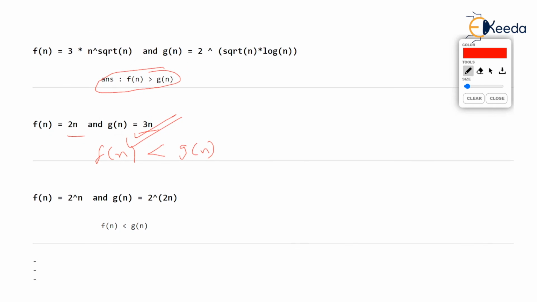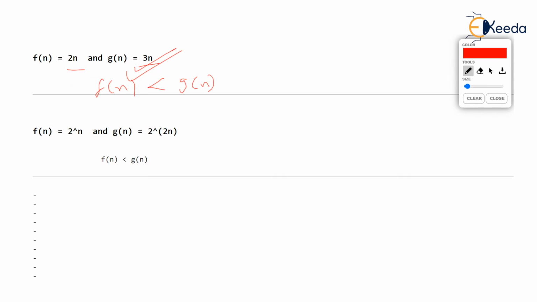Now, let's see one more example. Fn given is 2 raised to n. Just a minute. 2 raised to n. And the other function is 2 raised to 2n. Now, which one is higher here? Oh, it is very easy to see that obviously fn is smaller than gn, correct or not? Because 2 raised to n will be smaller than 2 raised to 2n.